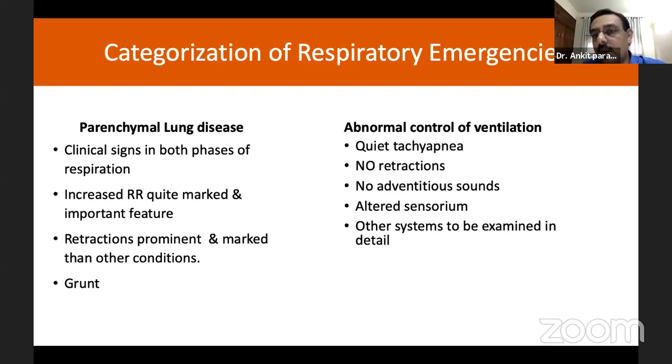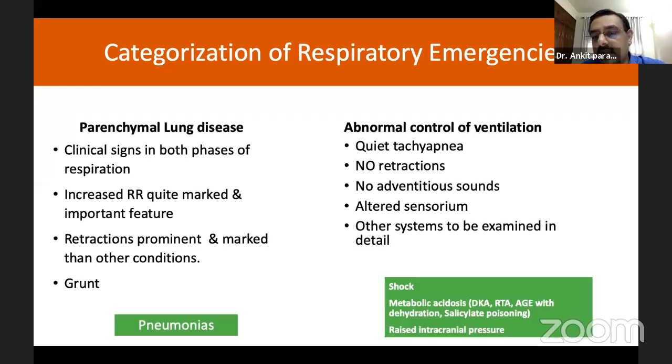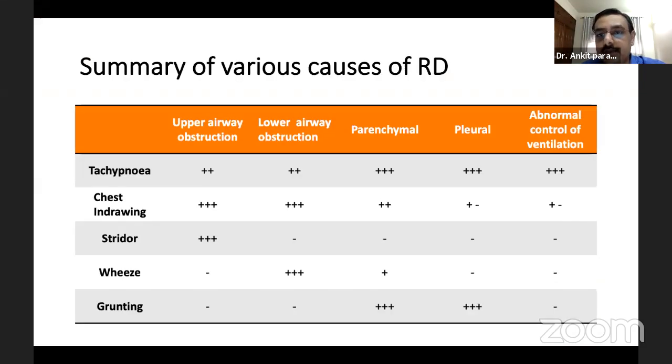But abnormal control of ventilation is more of metabolic or CNS disorders where you have quiet tachypnea, no retractions, no crackles, no wheeze. There would be some alteration in sensorium, and other systems need to be examined in detail. So, pneumonias aside, you can have conditions like shock, any cause of metabolic acidosis, DKA, RTA, raised intracranial pressure, etc. So just to summarize, and then we go on to some cases.